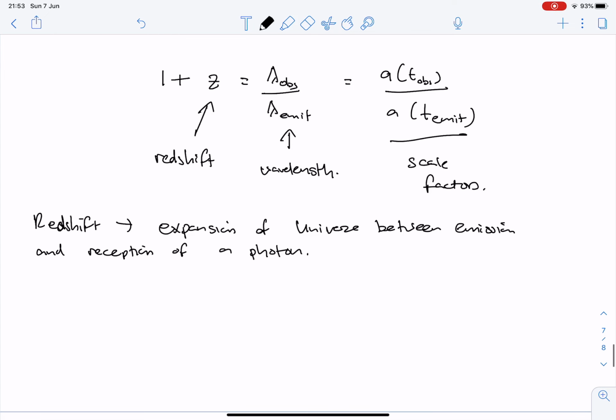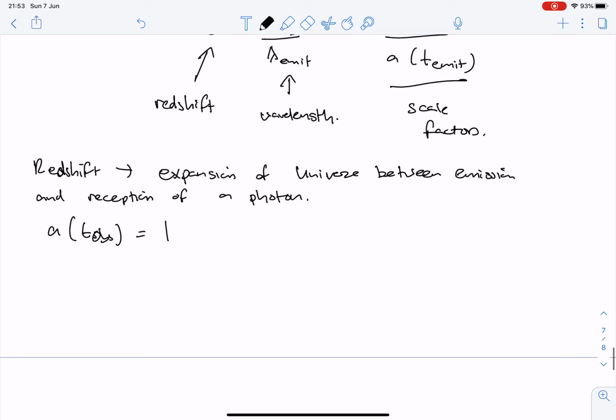And more commonly, you will say that the scale factor at the time you observe it, t obs, is equal to 1. In other words, the most useful unit to measure the size of the universe is in universes. So the universe is currently 1 universe big. And therefore, you can write that the scale factor at any given other time is equal to 1 over 1 plus z. So you measure the redshift and you get the scale factor. It's always smaller, of course, in the past because the universe has been expanding.